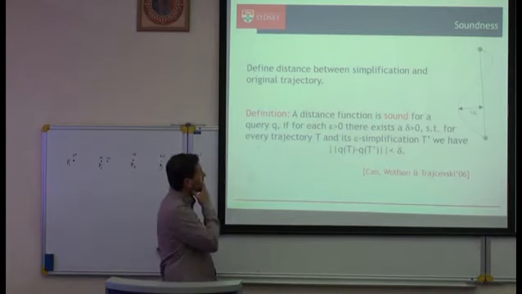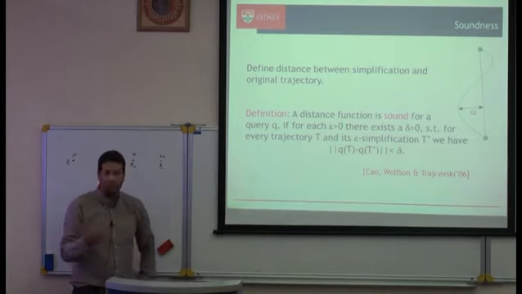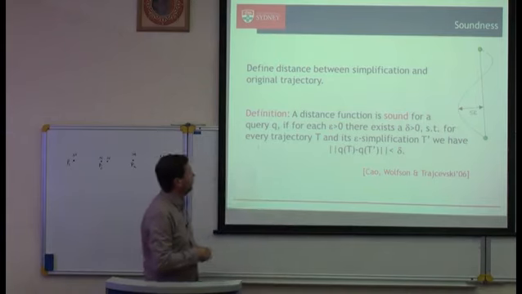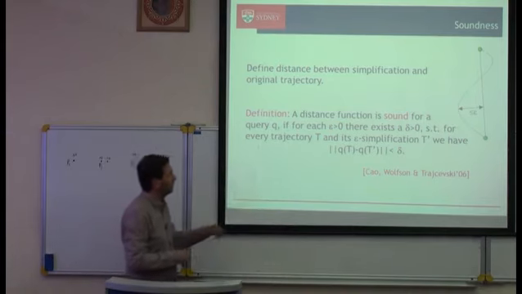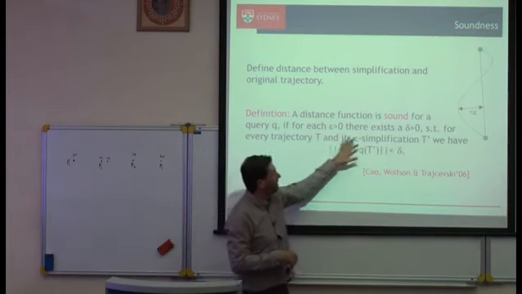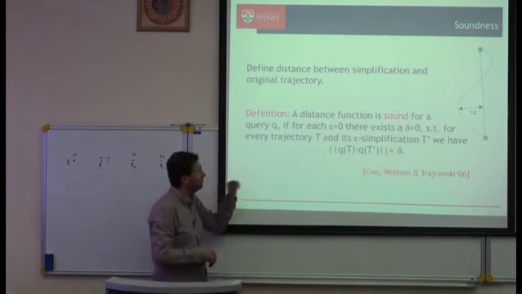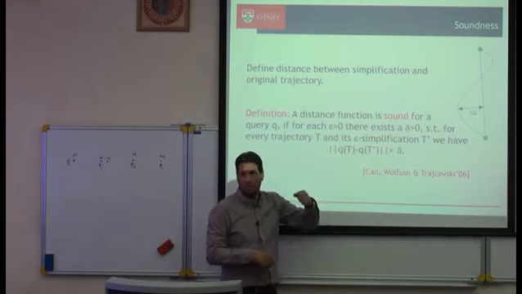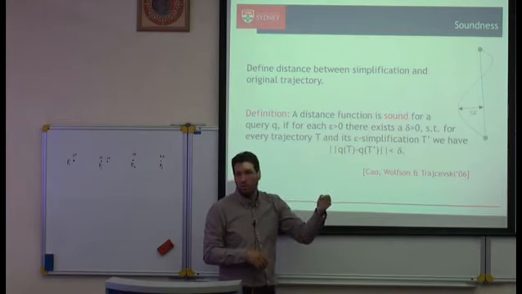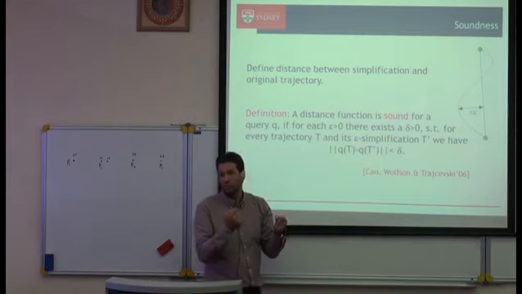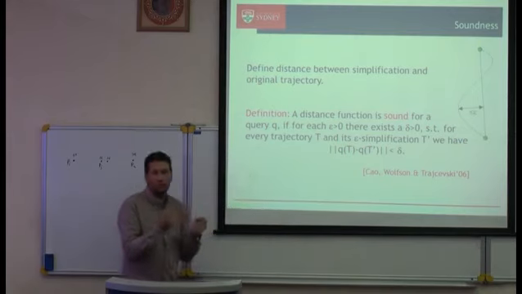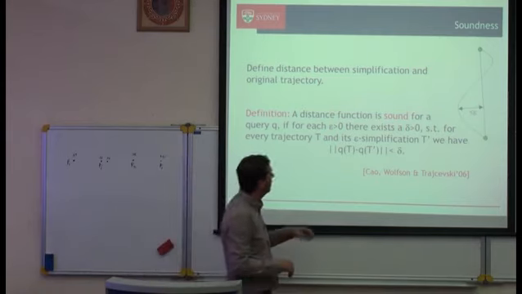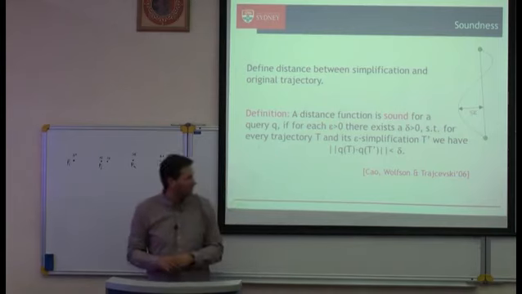So we want to define a distance between the simplification and the original trajectory. And we say that the distance function is sound for any query Q if for each epsilon greater than zero, so that's the simplification, there exists a delta greater than zero such that for every trajectory t and its epsilon simplification t prime, the query on the original path is close to the query on the simplified path. Right? So it just says that we want a small error. And this was argued by Carl, Wolfson and Tsepsky.